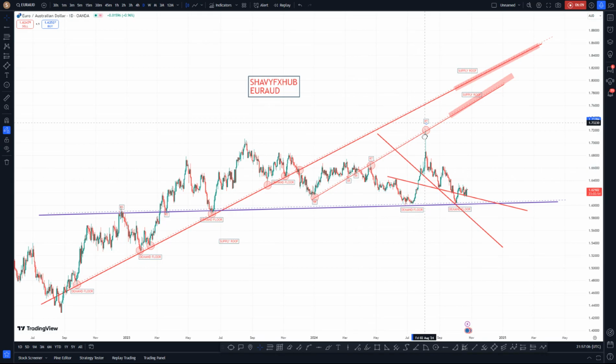This is the last retest. A lot of people call it manipulation. It's not manipulation, it is market structure. It's market structure.